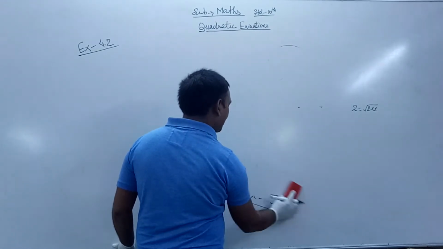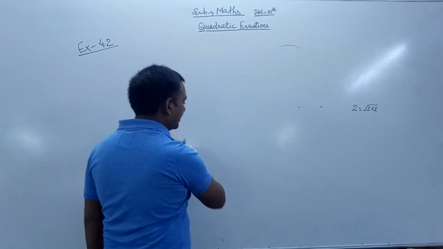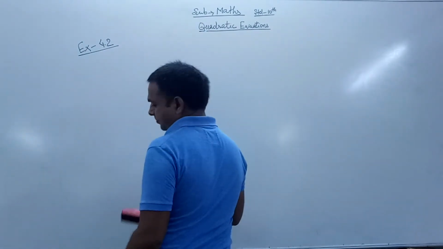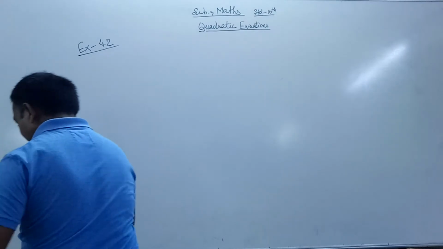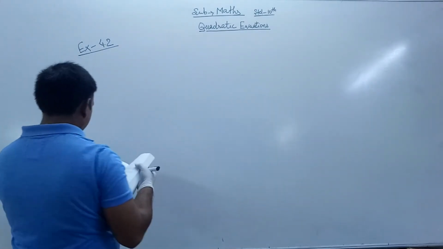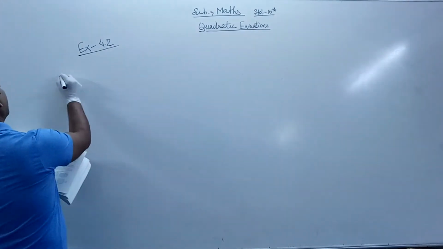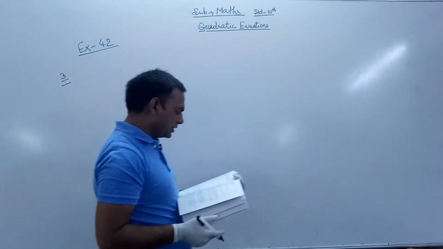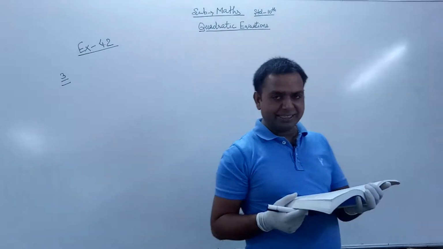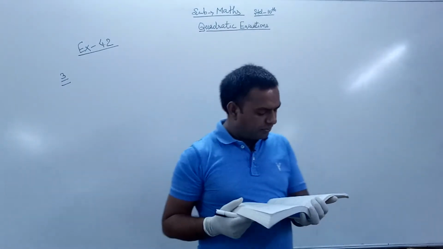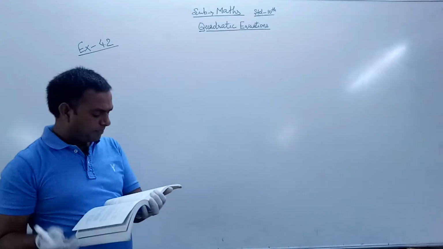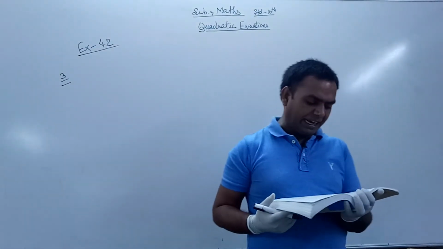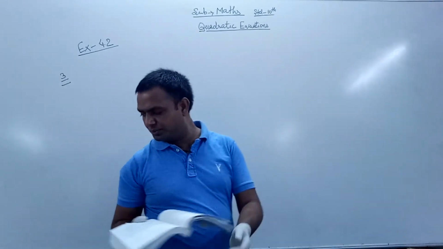So I read the question and all of you listen carefully. Question number third is: find two numbers whose sum is 27 and product is 182. Find two numbers, you listen. Find two numbers whose sum is 27 and product is 182.